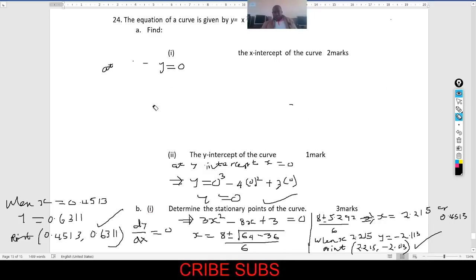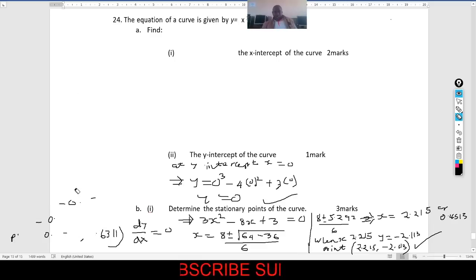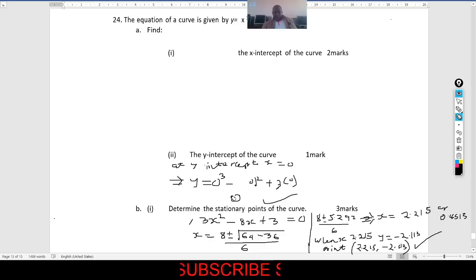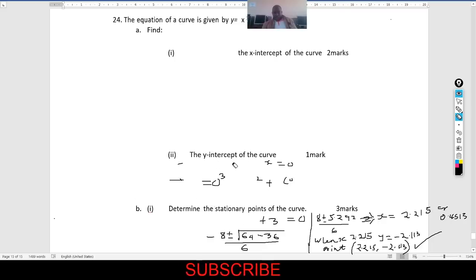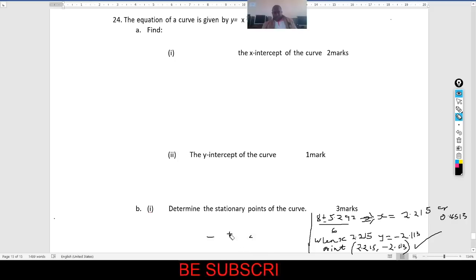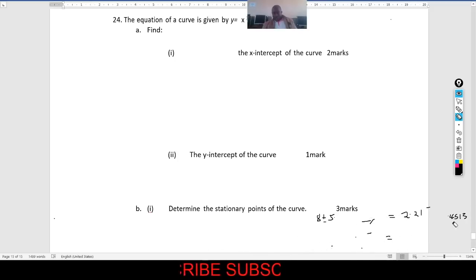So that is what we do: we determine the nature of the points. Remember, you determine the nature of the points, and then from there you sketch the curve. Now we move.